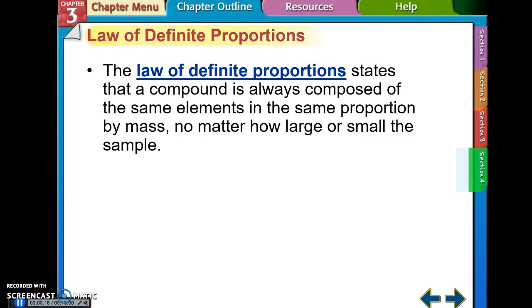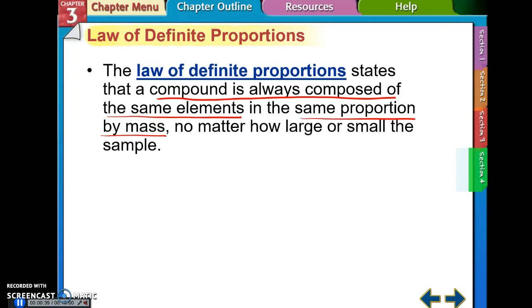So the law of definite proportions states that a compound is always composed of the same elements in the same proportion by mass, no matter how large or small the sample. Well, that makes sense. Definite proportions. It's going to be in the same proportion.